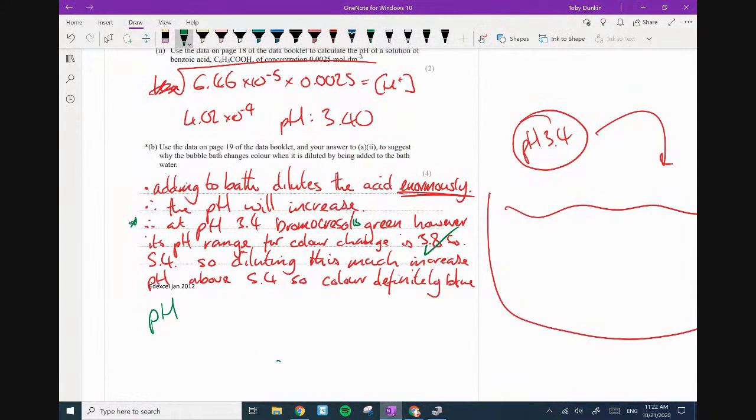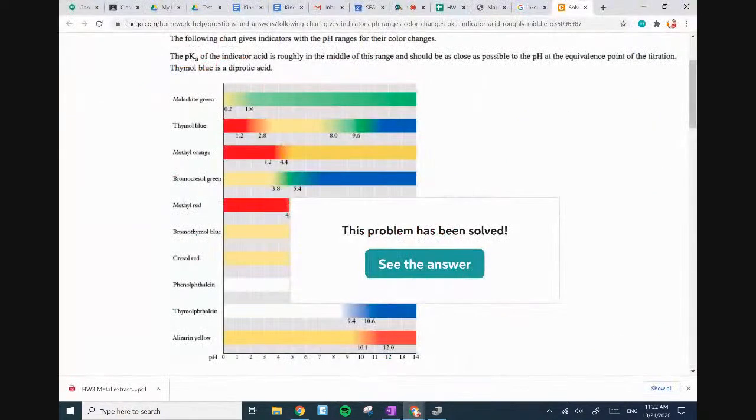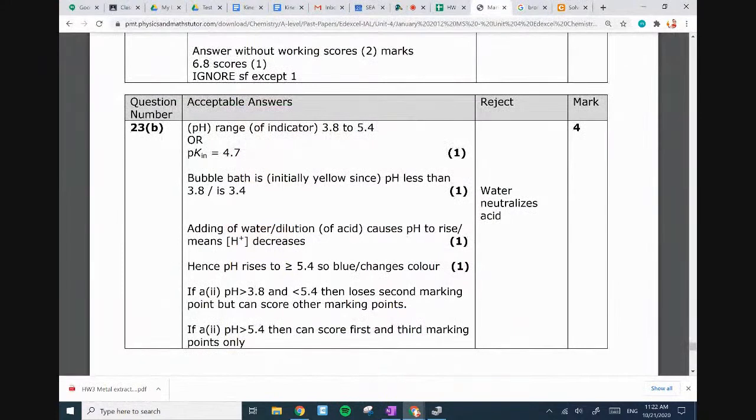Cool. I nearly got it, but I wouldn't say I gave it. I'd want to make that clearer. Yeah, original color. What's the next mark for? Adding water, dilution causes pH to rise. Hence, pH rises to greater than 8.4, definite color change.